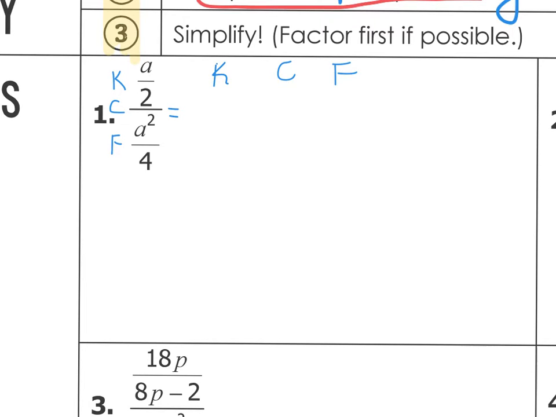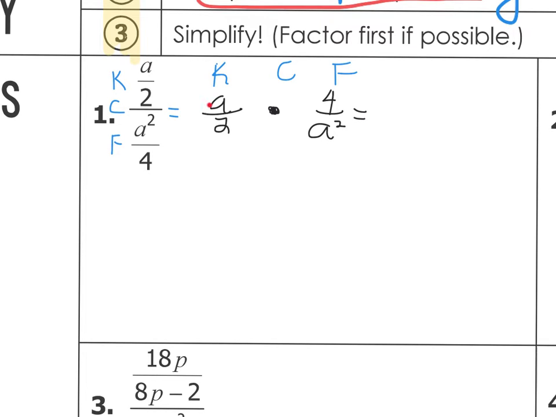So I'm going to keep the a over 2. I'm going to change division, because remember a fraction bar is division. I'm going to change division to multiplication. And then I'm going to flip this denominator. I'm going to take the reciprocal, so I'm going to put the 4 over the a squared. Now we have all monomials. There's no addition or subtraction signs. So remember, I can cancel diagonally, or vertically.